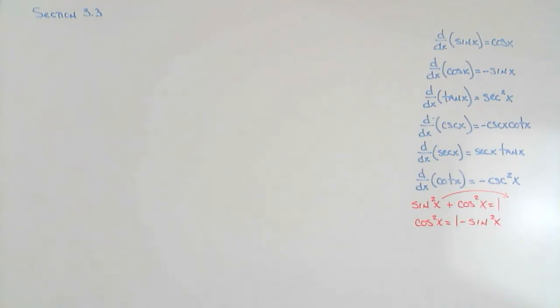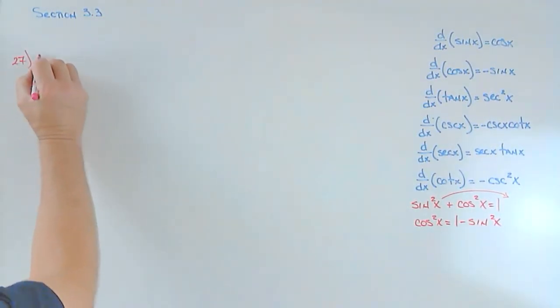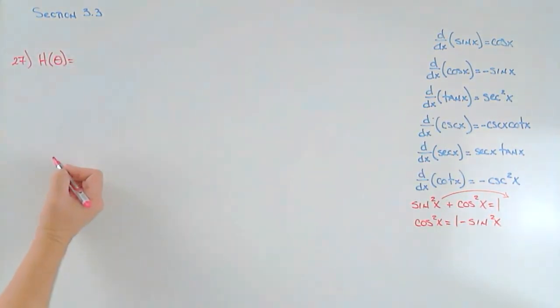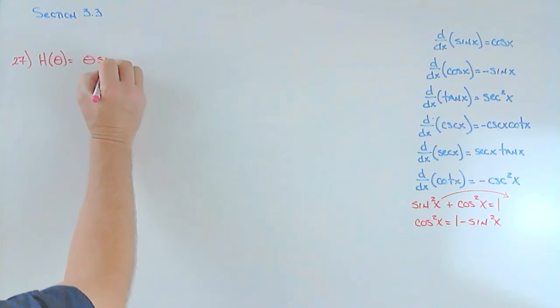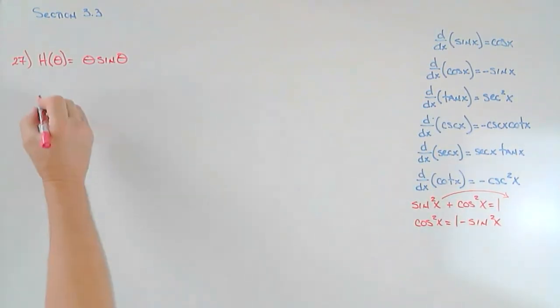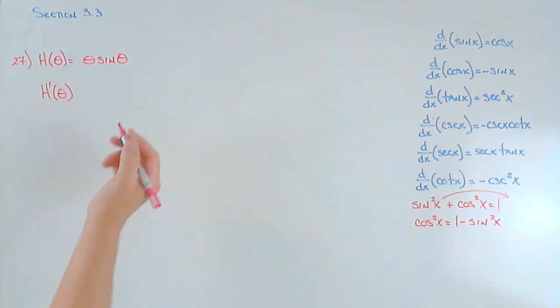So 27 says you have a function h of theta, and that function is equal to theta sine theta. And they want us to find both the first and the second derivative. All right, we did one of these in section 3.2. So the way we find the second derivative is we find the first derivative. All right, that's our first step.